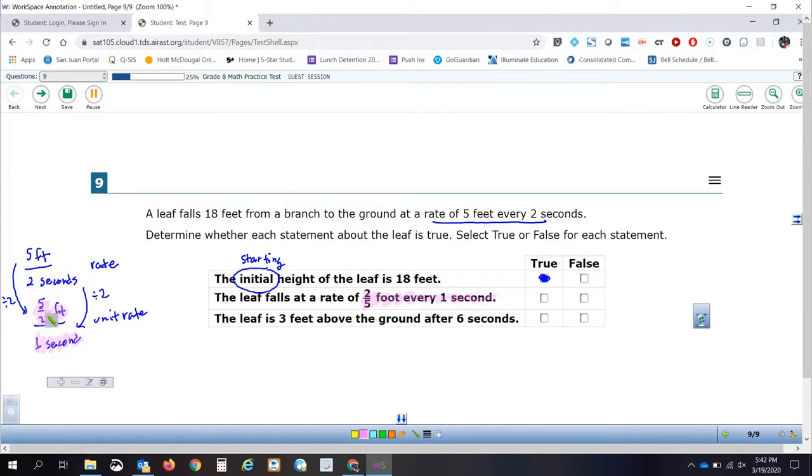It falls 5 halves of a foot, right? This says 2/5 of a foot. Those numbers are reciprocals. So this one would be false. It would be true if it were 5/2, but it's not. All right, the leaf is 3 feet above the ground after 6 seconds.